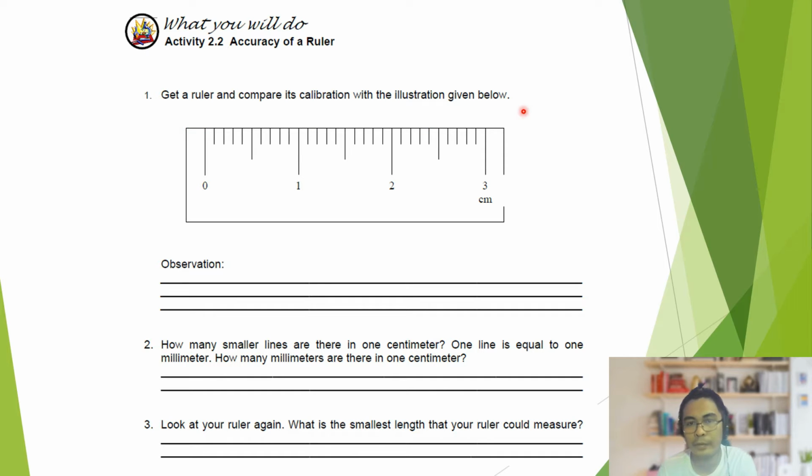So, meron tayong several lines. So, we're in the distance between 0 and 1. How many lines can you actually see here? Okay? So, all observations na note mo in this illustration should be written in this part.